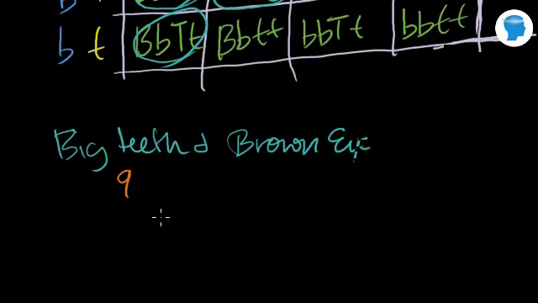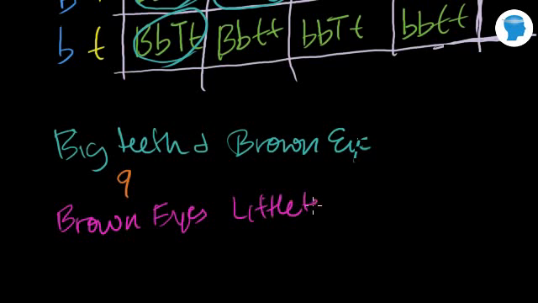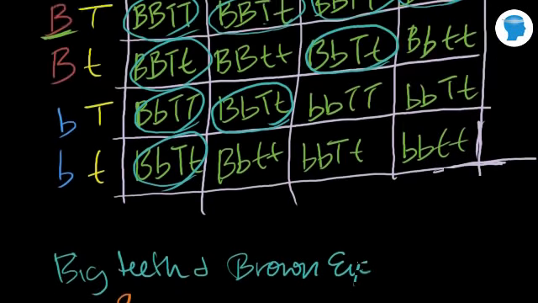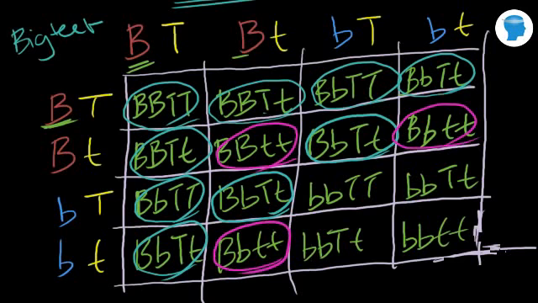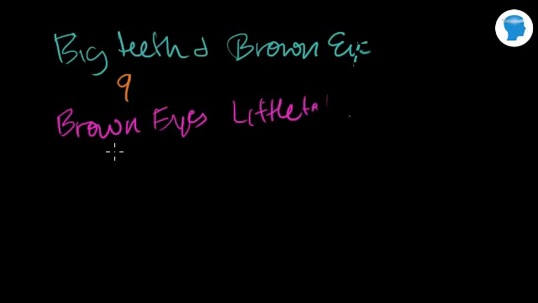Now, how many do we have of big teeth? So let me write in a different color. So let me write brown eyes and little teeth. Something in my pen tablet doesn't work quite right over there. So brown eyes and little teeth. So let's see, this is brown eyes and little teeth right there. This is brown eyes and little teeth right there. This is brown eyes and little teeth right there. So there's 3 combinations of brown eyes and little teeth.